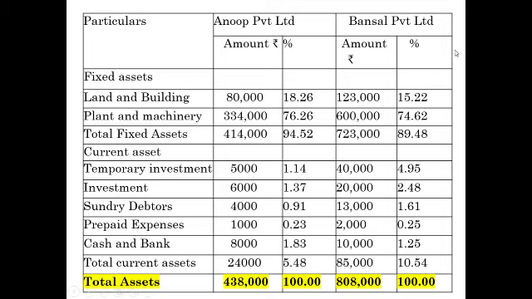Similarly, for Bansal Limited, the same calculation. Land and building is 15%. Plant and machinery is 74%. So total fixed asset is 89%. Now, if you compare here, in the common size statement you can also come to a comparative analysis. Anup Limited is having 94% fixed assets. Bansal Limited is having only 89%.